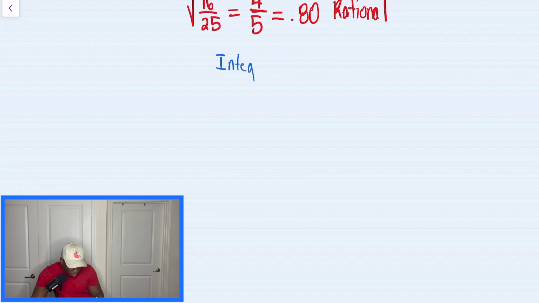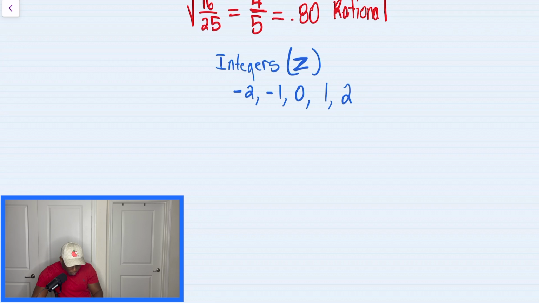So let's just write that out. So we got integers, and integers is represented by a Z. So if you see Z, that means integers. So these are all the positive and negative whole numbers. So we're talking about -2, -1, 0, 1, 2. So for a number to be considered an integer, it has to be a whole number. It cannot be a decimal. If it's a decimal, it's not an integer. Okay? And it could be either positive or negative.